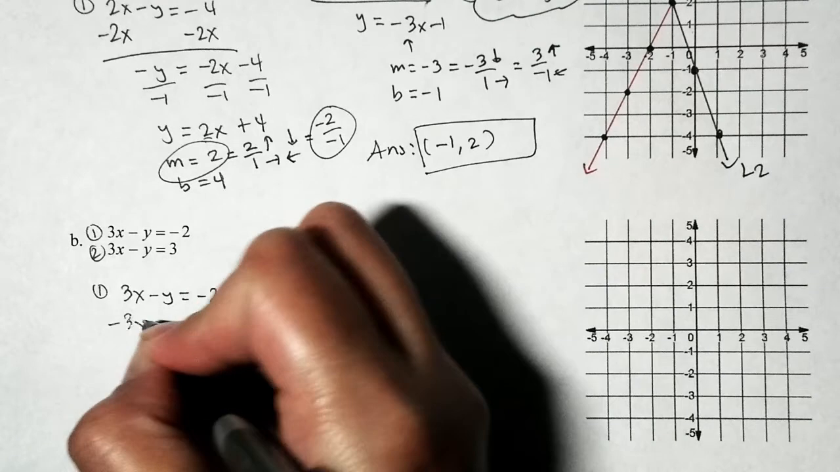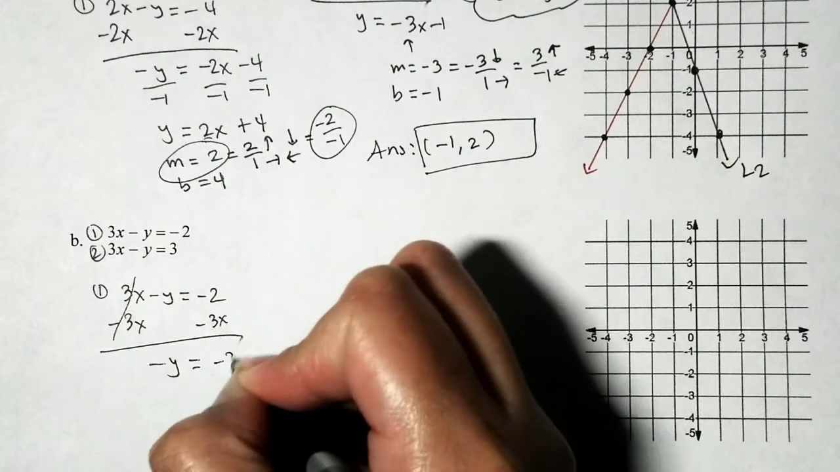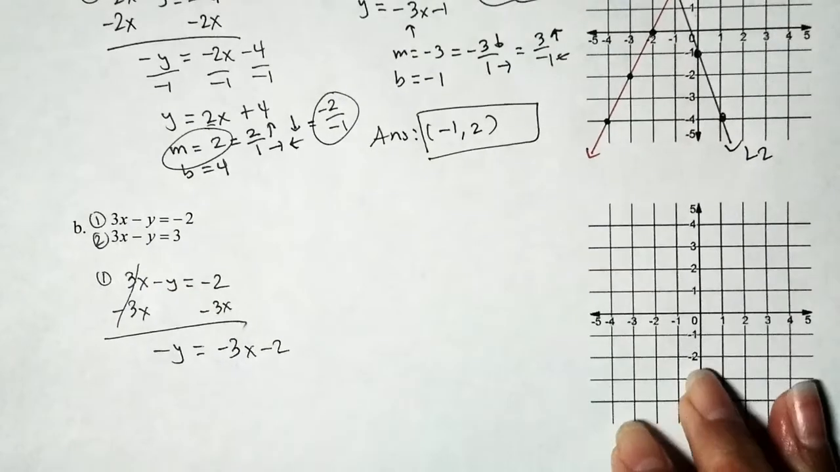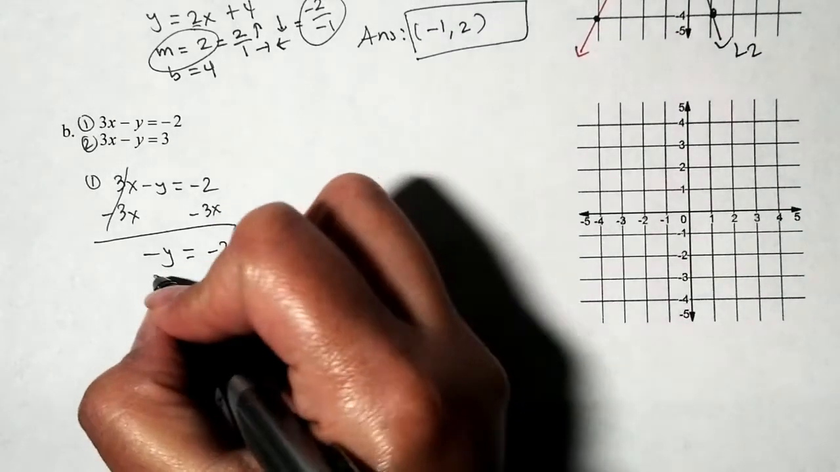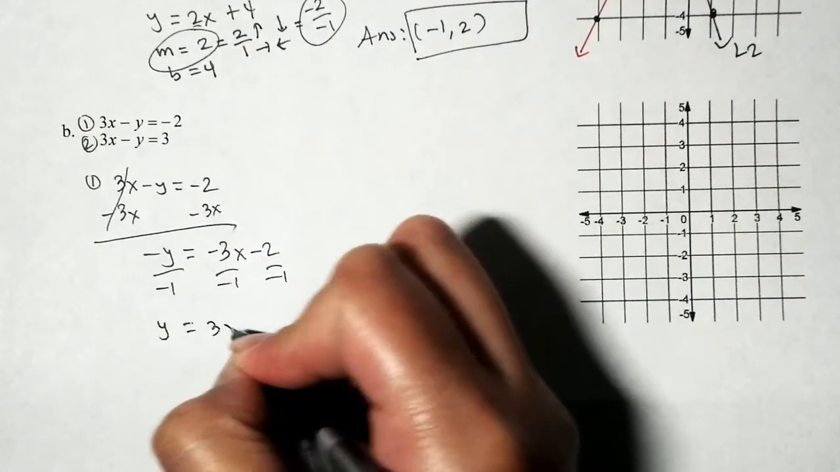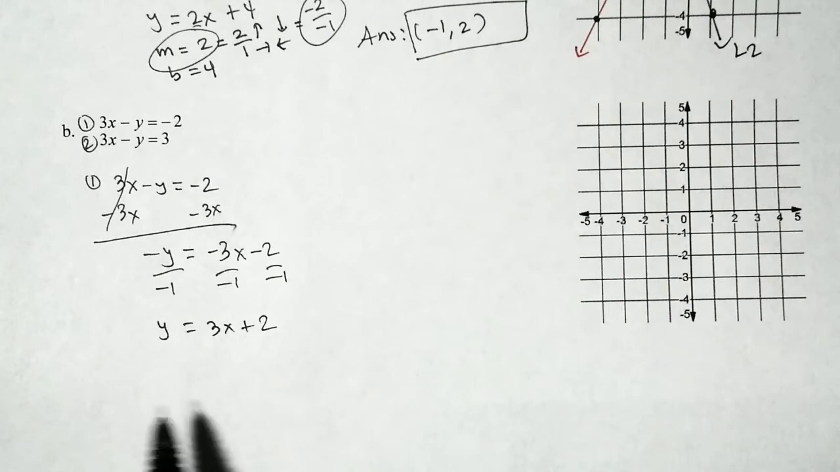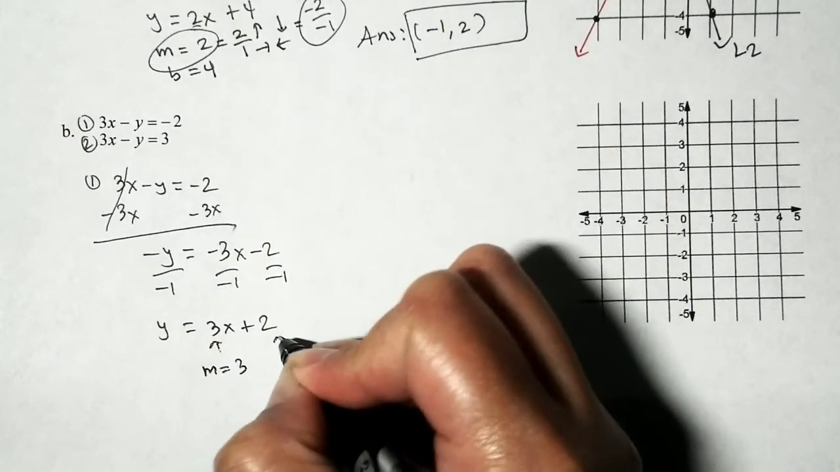So we'll subtract 3x from both sides, and that will leave us with negative y equals negative 3x minus 2. Work your magic to get rid of the times negative 1. Let's divide both sides by negative 1, and that will leave us with y equals 3x plus 2. So this is in slope intercept form. Our slope is 3 and the y-intercept is 2.